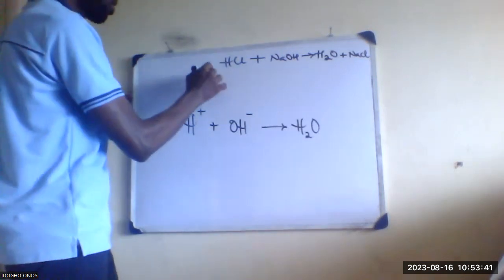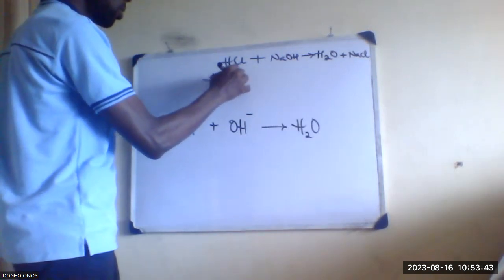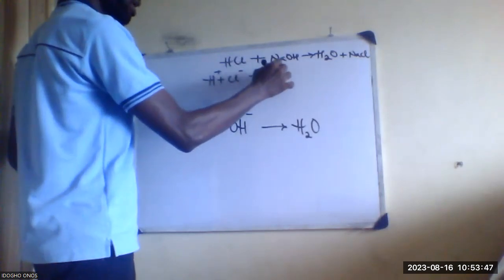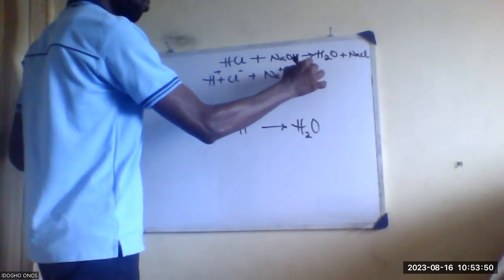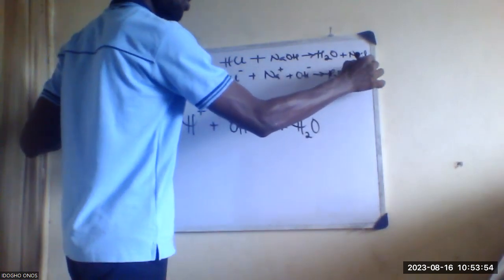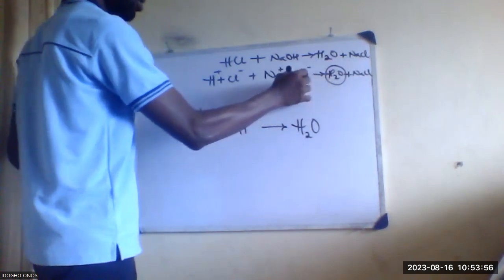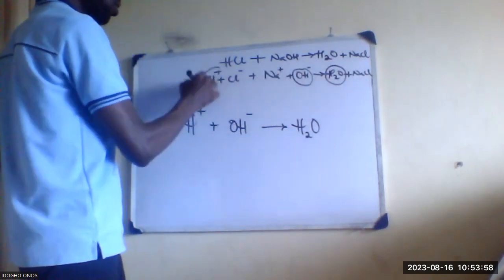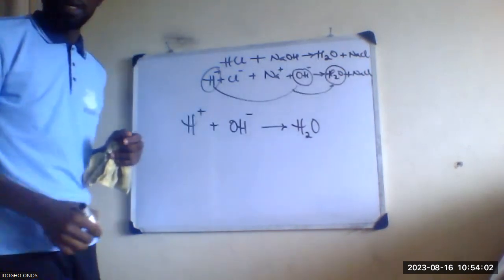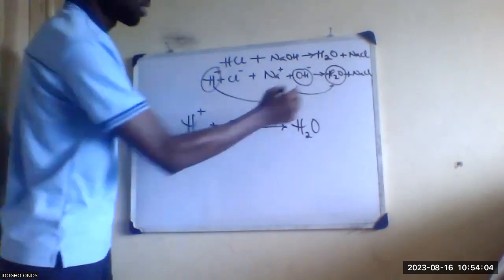Then this HCl, we dissociate it into H plus and Cl minus. And this Na plus, OH minus, we dissociate to give me H2O and NaCl. So this water that is formed is as a result of this and this. And that's going to give me this water. Are you with me? Yes.